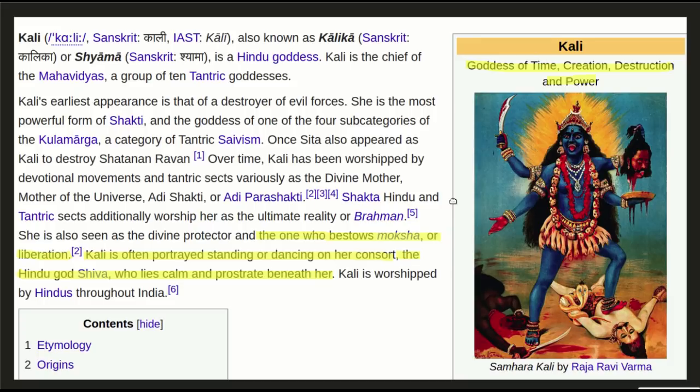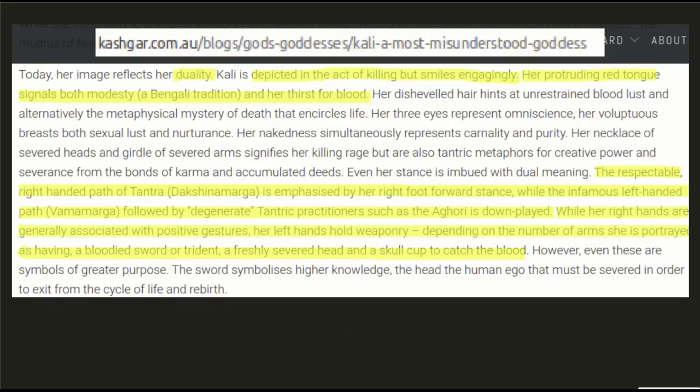And so they tried to soften her image a little bit, and they made her look a little nicer by making her sort of a goddess of duality. Today, her image reflects her duality. Kali is depicted in the act of killing, but smiles engagingly, which makes it nicer. Her protruding red tongue signals both modesty and her thirst for blood. You see the duality? You get both now. But just because she's smiling and looks nice doesn't mean that she's not bloodthirsty and killing.